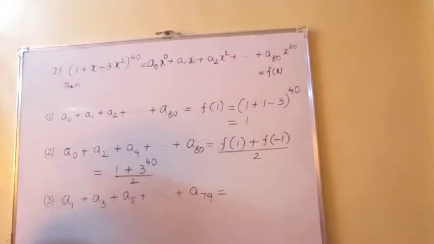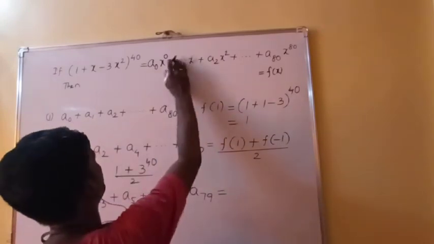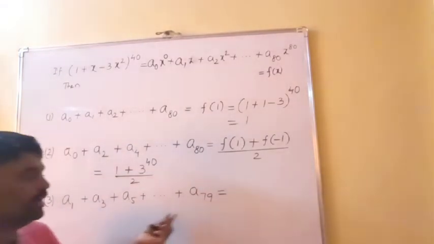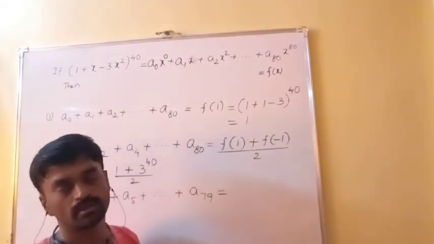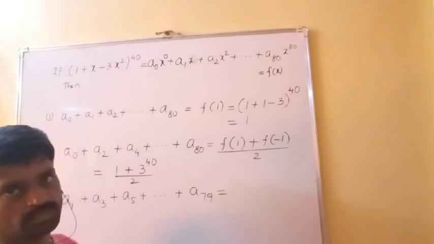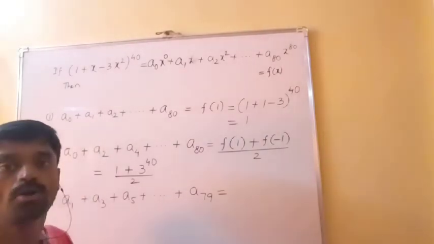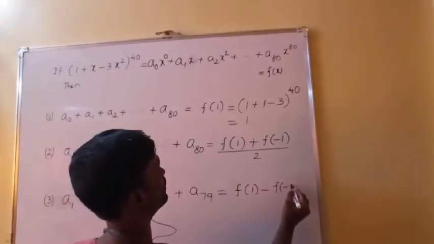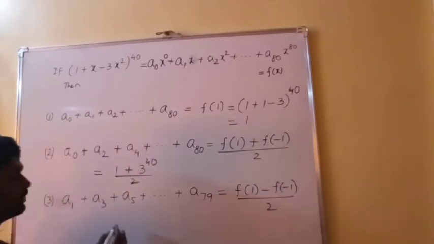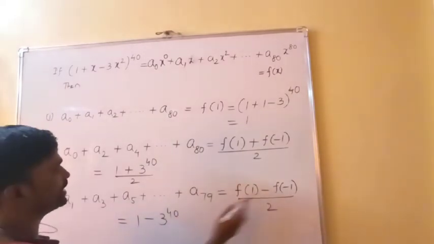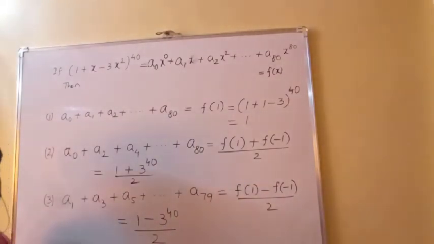Next, the third question: a1 plus a3 plus a5 plus and so on up to a79. So a1 is nothing but the coefficient of x, a3 is the coefficient of x cube, a5 is the coefficient of x power 5, a79 is the coefficient of x power 79. That means in this third question they are asking for the sum of the coefficients of odd powers of x. The shortcut formula for that is f of 1 minus f of minus 1 by 2. So f of 1 value is 1. F of minus 1 value, from the above problem, is 3 power 40. This minus as it is, divided by 2.